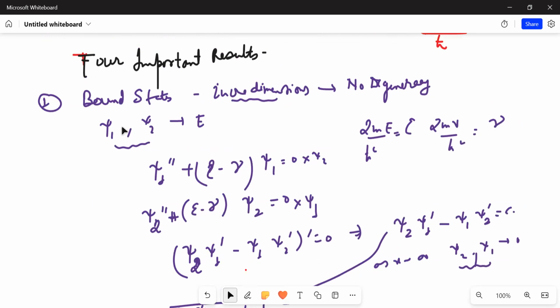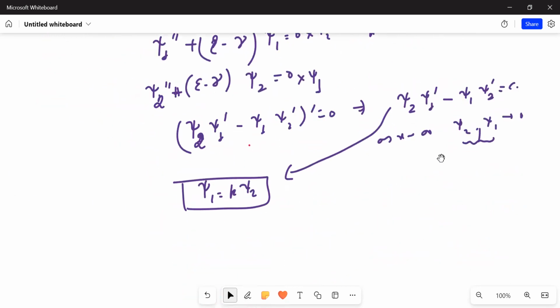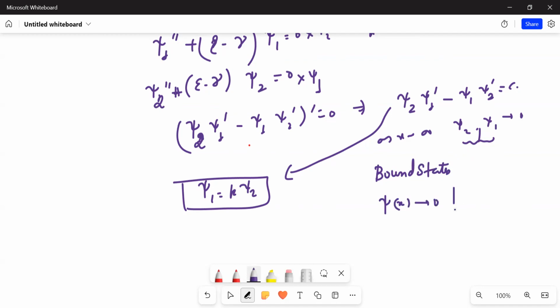Now you would be thinking, where did I use this bound state? See, when I assume that as x tends to infinity, psi1 and psi2 should tend to 0, it implies that psi1 and psi2 are bound states. If as x tends to infinity, psi1 and psi2 are not going to 0, that implies that these are not bound states. So basically, for bound states, it is a compulsion that psi x must tend to 0 as x tends to plus minus infinity.